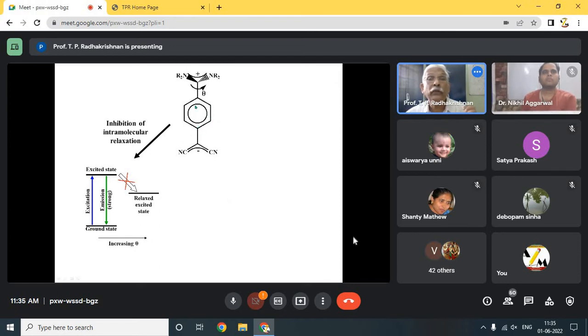So in the solution state, it will go to the excited state and it will twist and relax to some relaxed excited state, which is non-fluorescent. But in the solid, you prevent this.